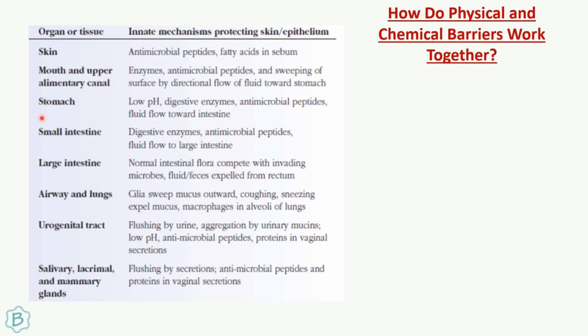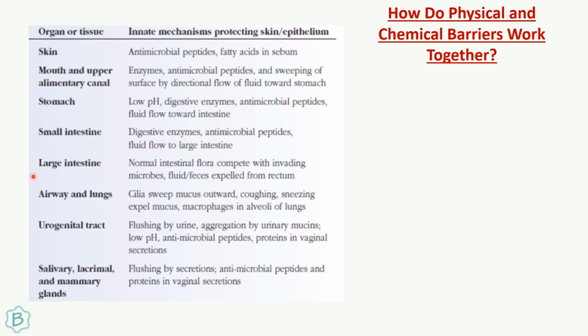Then you have the stomach. So the stomach has a lot of HCl, which creates an acidic environment with a pH of about 2. This would be very unfavorable for microbial growth and nothing would survive there. And it also has many digestive enzymes and antimicrobials as well. Then there's the small intestine, which again contains many enzymes and antimicrobial peptides. And the contents it has are constantly flowing towards the large intestine.